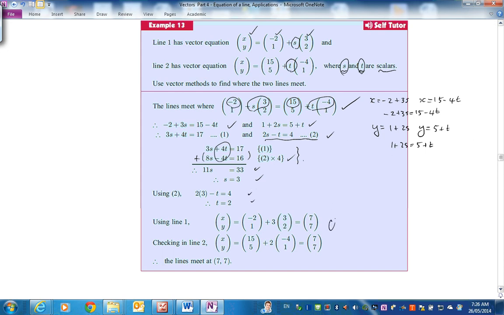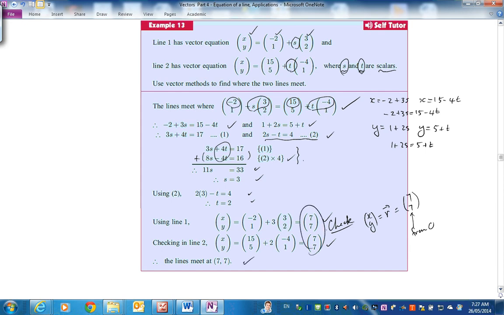And then just check what the point of intersection is. So put s is 3 in line 1, and t is 2 in line 2, wherever they belong, and just check that you do get the same position vector. Notice you'll have a vector here, because remember xy is the resultant vector to get out to the point. So this will be 7, 7, which means that's the resultant vector from O. Remember, travelling from O, so the lines meet at 7, 7.